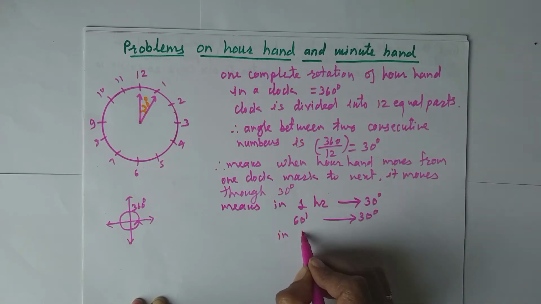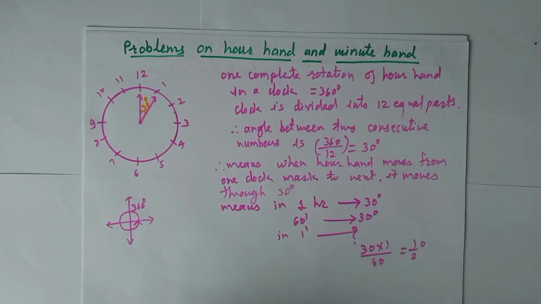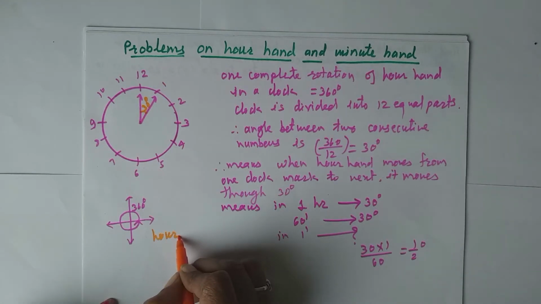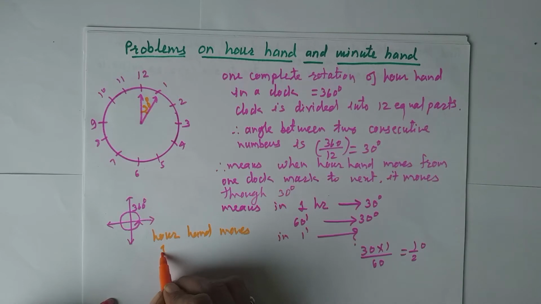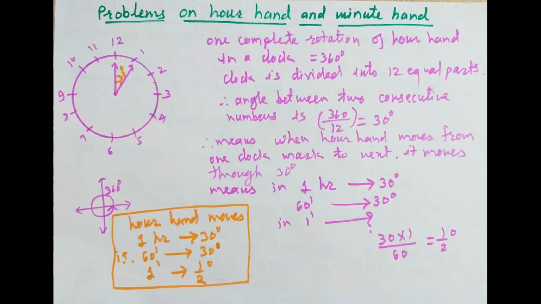Then in 1 minute, how many degrees does it move? Therefore, it moves 30 into 1 divided by 60, that is half degree. Means in 1 minute, half degree. You remember this for the hour hand: the hour hand moves in 1 hour through 30 degrees. 1 hour means 60 minutes. That is, in 60 minutes the hour hand moves 30 degrees and in 1 minute it moves half degree. If you remember this, then it is very easy to solve the problems on hour hand and minute hand.